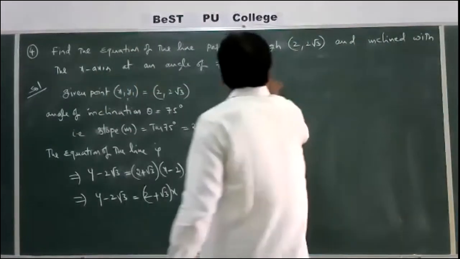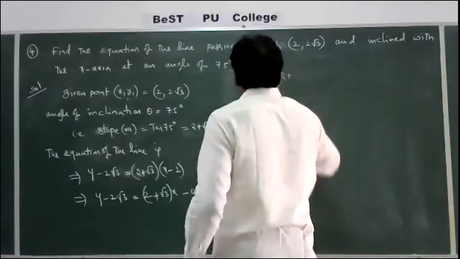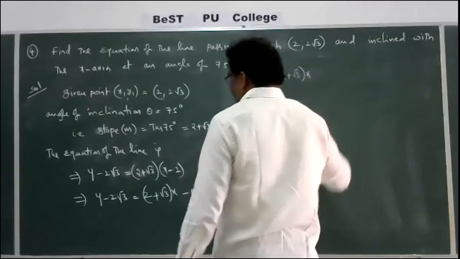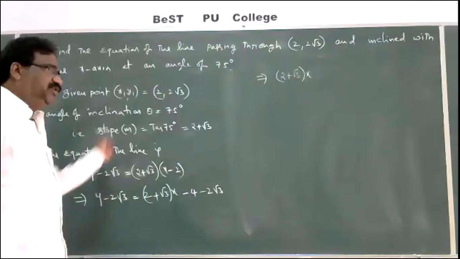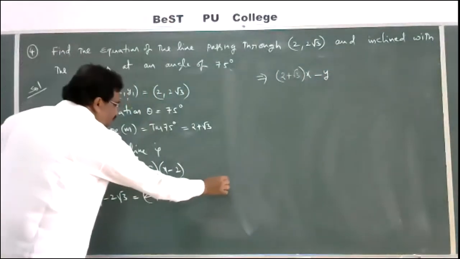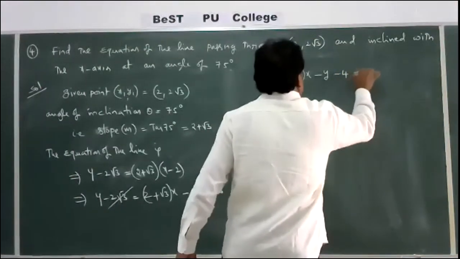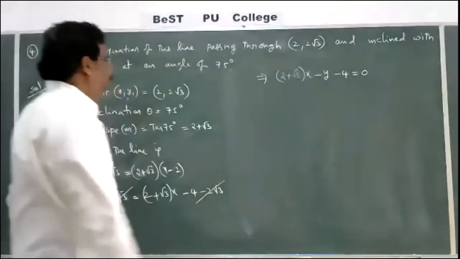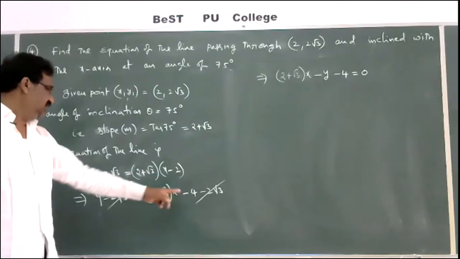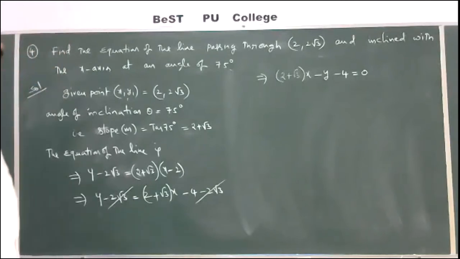Then simplification. That implies 2 plus root 3 into x, you bring y to that side, that is minus y. Here minus 2 root 3 and minus 2 root 3 on both sides cancel, minus 4 is equal to 0. That is the required line equation.